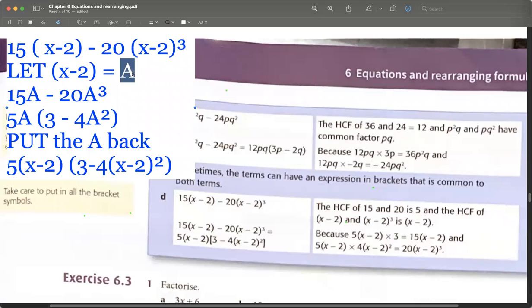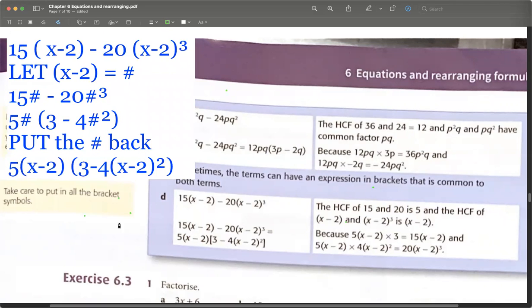Change it to a symbol if that makes it easier for you. Change it to a hashtag, then you can write 15 hashtag, then 15 hashtag cubed. Whichever is easier for you, you get the same thing. Last time I used to change it to, let's say, a star, then it's easier. I'll change it to a triangle, then it's easier for me. I noticed that A is quite easy as well. If you understand that, then you can use this method here. Same thing, different method of doing.